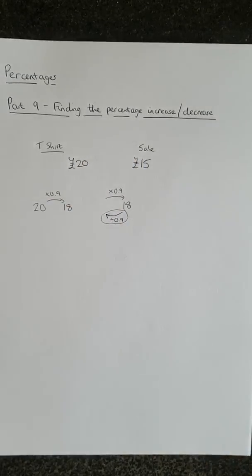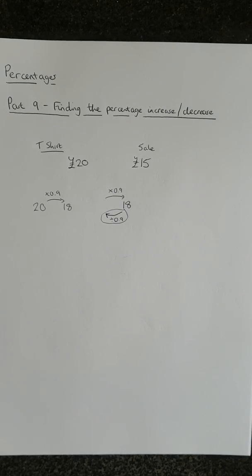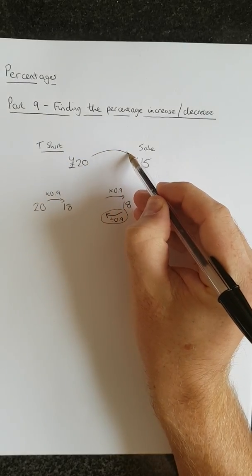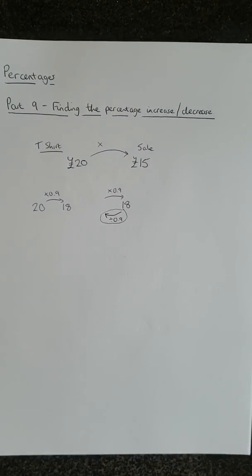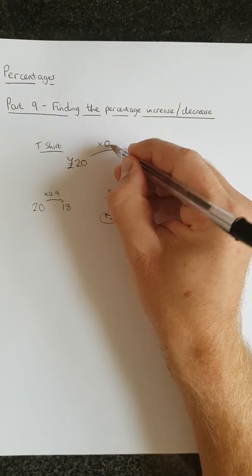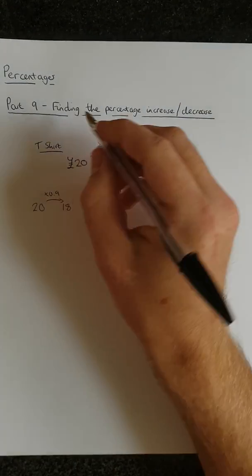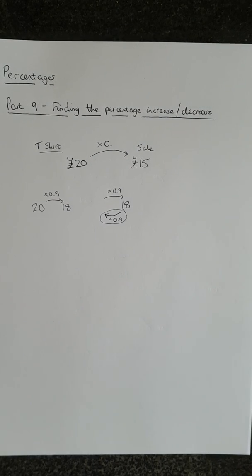How am I going to work out the multiplier here? Well, that's what I need. I need to know what this has been multiplied by. I think it's 0 point something. Why do I think that? Well, I think it because 15 is smaller than 20. So it's definitely a decrease.